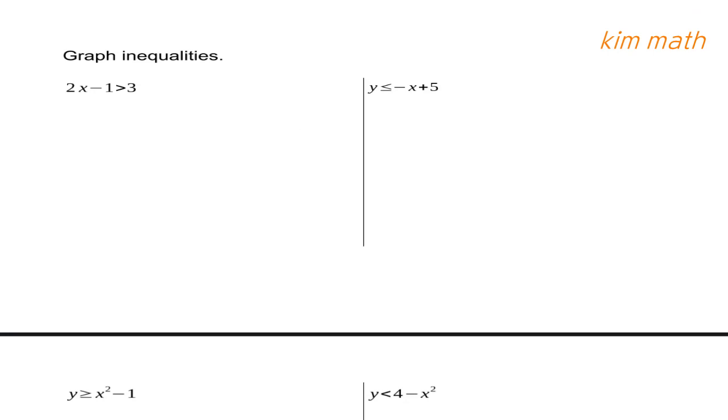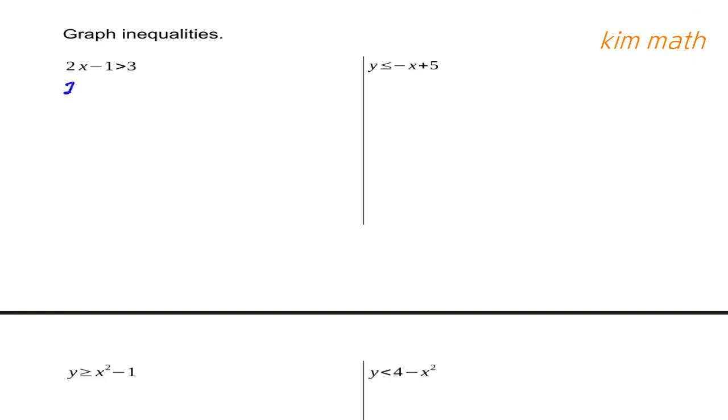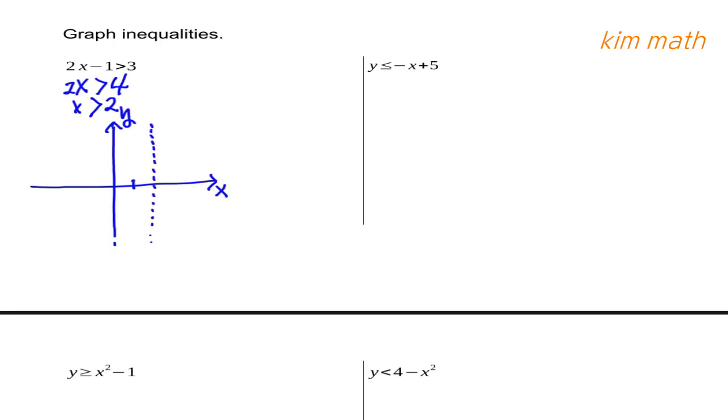Okay, next one, graph the inequality. First, we must sketch the graph. Here, 2x minus 1 is greater than 3. If you add 1 to both sides, 4 here. Now x is greater than 2. How can you sketch x is greater than 2? If this is the y-axis, this is the x-axis. Now this is x equals 2 here. Again, please note that the whole plane is divided into two parts by this vertical line. So we must choose which one is our answer.